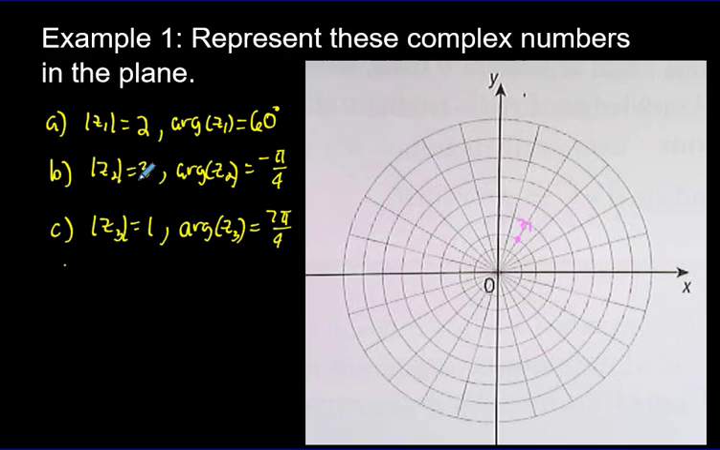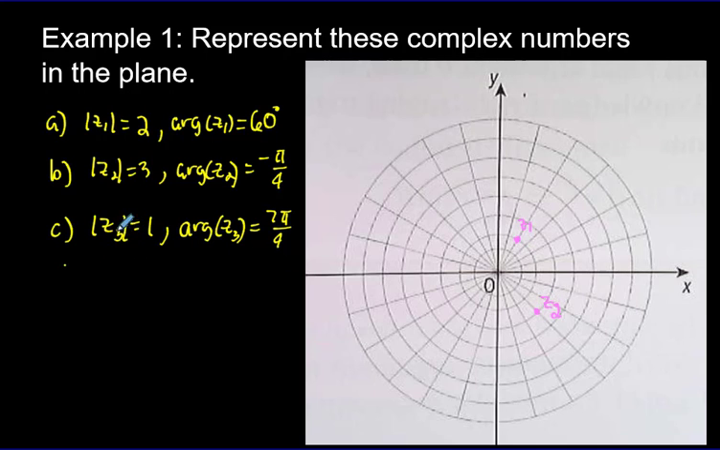Now the next one, Z2, has a modulus with a length of 3, and my argument is negative pi over 4. So that means negative pi over 4 is right here, but it's a length of 3. So 1, 2, 3. So right there is Z2. So that's my point right there. Z1 was right here, Z2 is here.